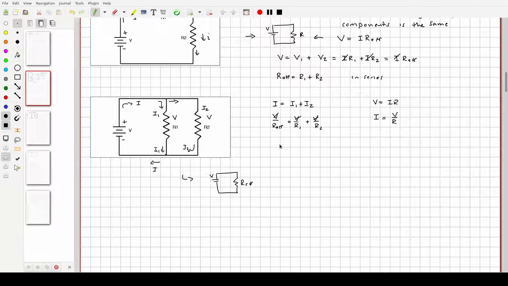So here, what you have is 1 over R effective is equal to 1 over R1 plus 1 over R2. And it's just like capacitors, but in reverse. So this right here is what you have in parallel.